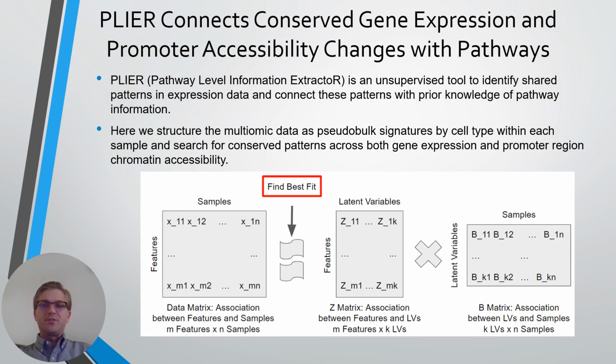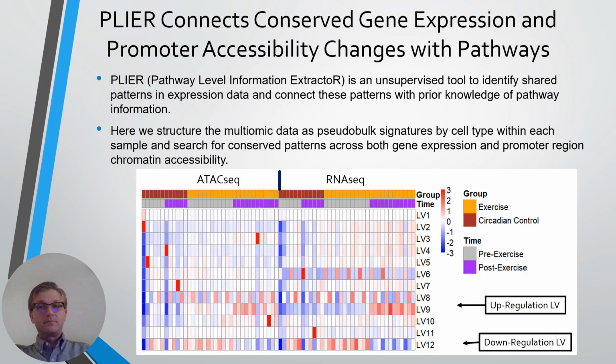PLIER is an unsupervised tool to identify shared patterns in expression data and connect these patterns with prior knowledge of pathway information. Here we structure the multiomic data as pseudo-bulk signatures by cell type within each sample and search for conserved patterns across both gene expression and promoter region chromatin accessibility. This allows us to look for genes that have a higher likelihood of exercise-induced regulation of expression via chromatin remodeling.